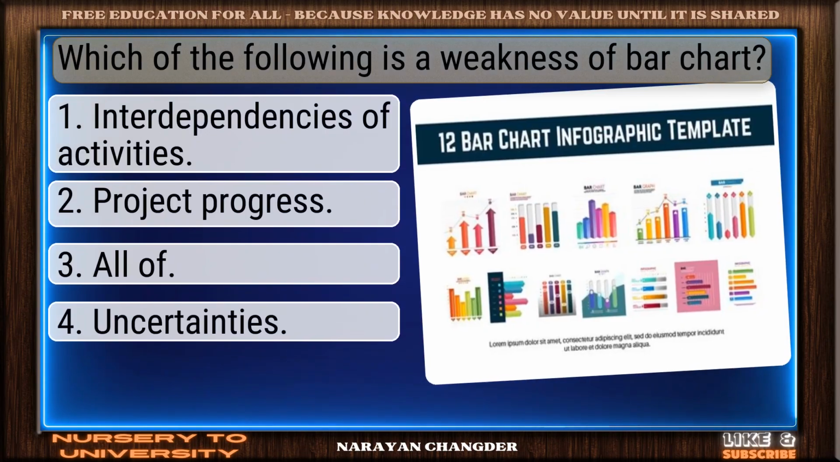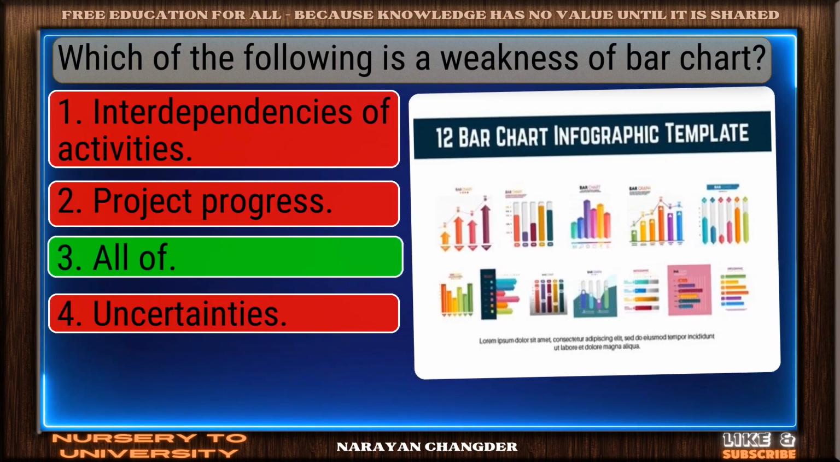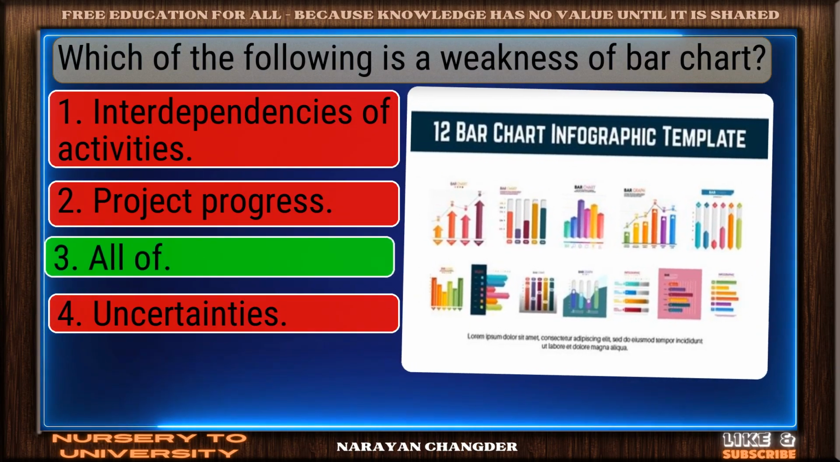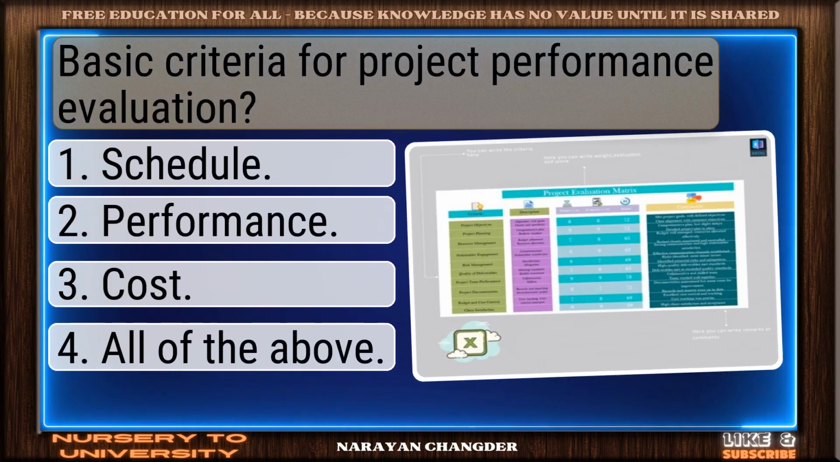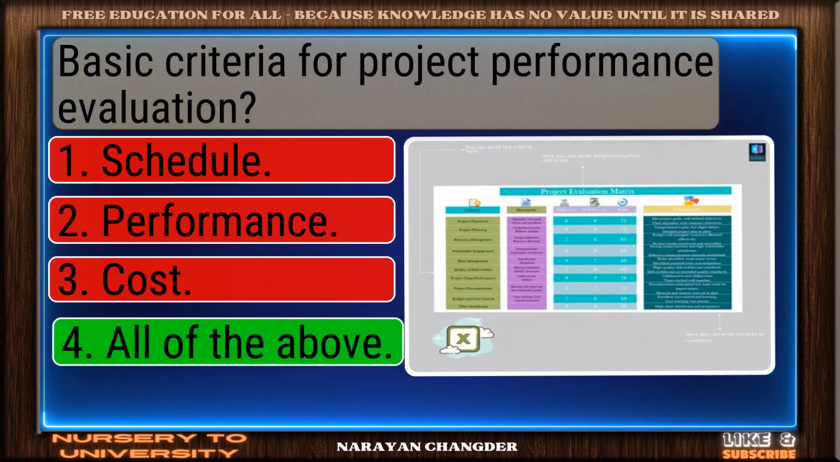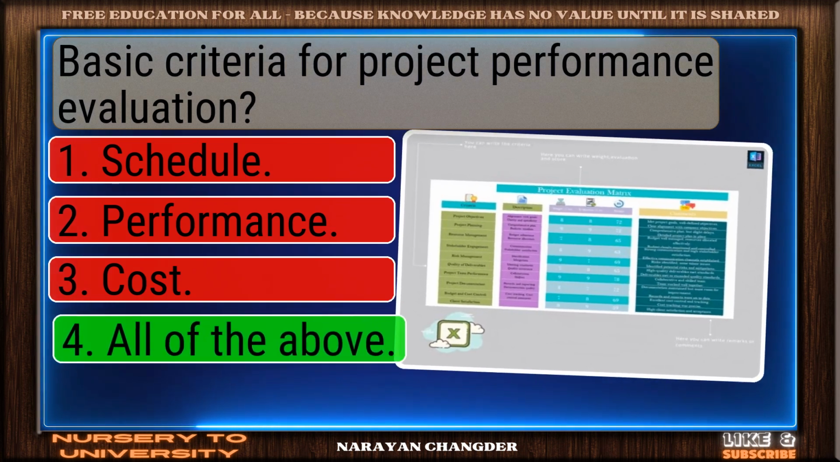Which of the following is a weakness of bar chart? Well done. Olive is the right choice. Basic criteria for project performance evaluation. Right again. All of the above is a valid answer.